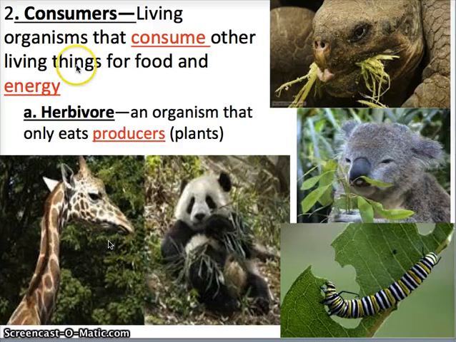We also have what we call the consumers. Consumers are living things that consume or eat other living things for food and energy. So all of these consumers here, such as the giraffe, panda, the caterpillar, koala, and the tortoise, they are a type of consumer called an herbivore. Herbivores can only eat producers or plants for energy.